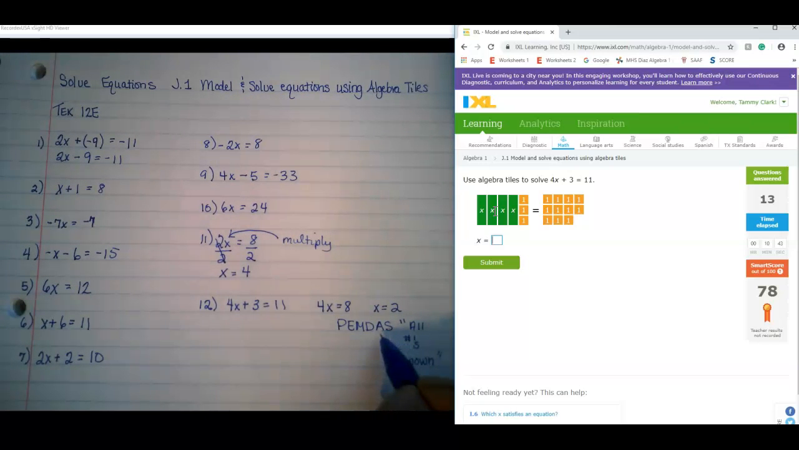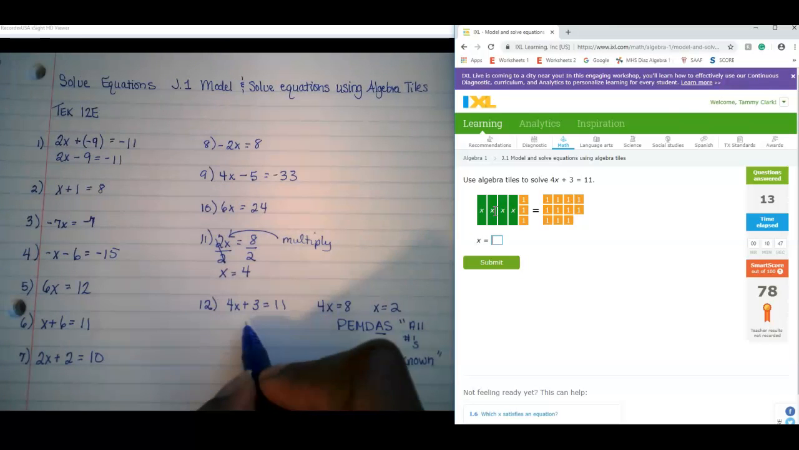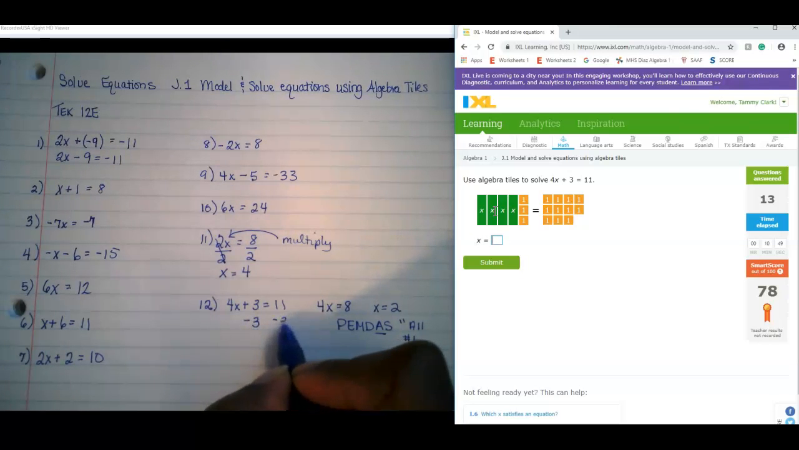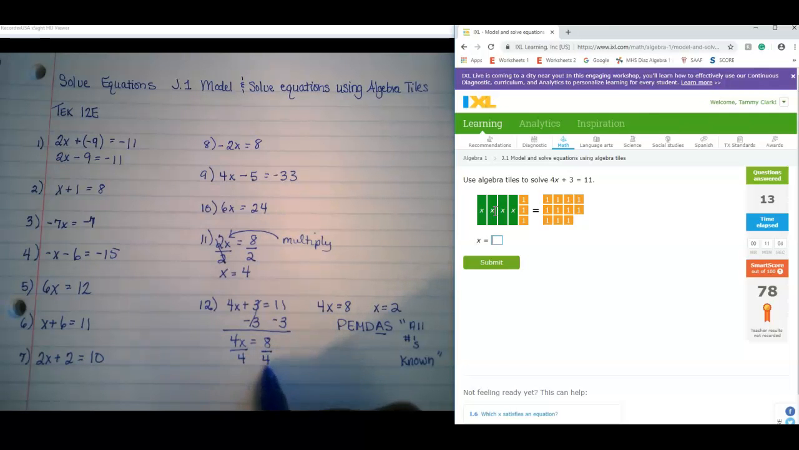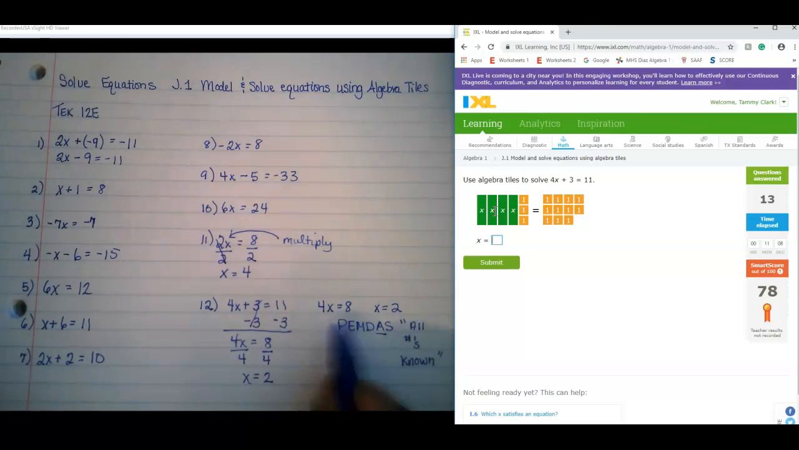So the last thing I would have done was to add 3. So the first thing I'm going to do is to subtract 3. And I'm going to subtract 3 from both sides of the equation. And I have 4x is equal to 8. And 4 multiplied by x gives me 8. So 4x divided by 4 on both sides is going to tell me that x is equal to 2, which is the same thing that I found by inspection.